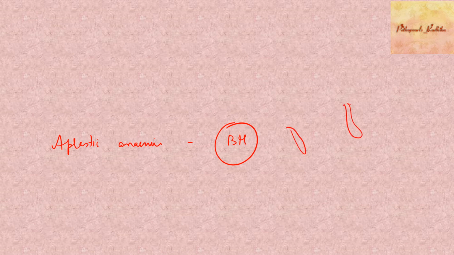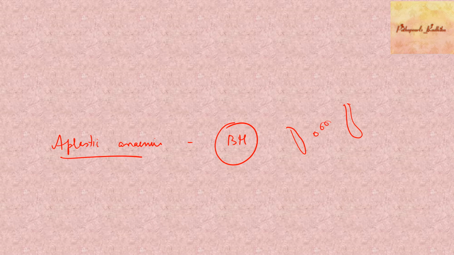Your last option was aplastic anemia. So what do you mean by aplastic anemia? It's a condition where your bone marrow is not able to produce hematopoietic cells. Basically, in your intertrabecular space, you don't have cells, you have only fat or very little cellularity. So in that case also it will be a dry tap. So aplastic anemia can also lead to dry tap.